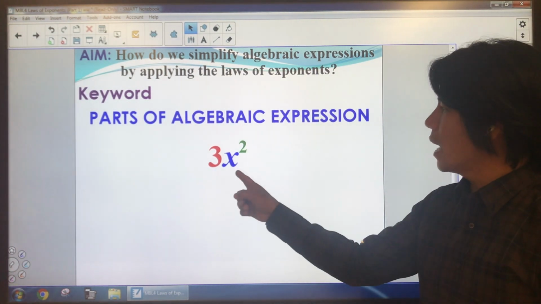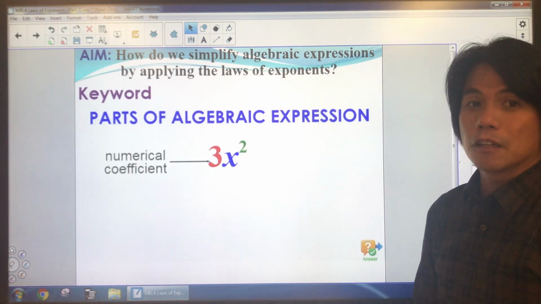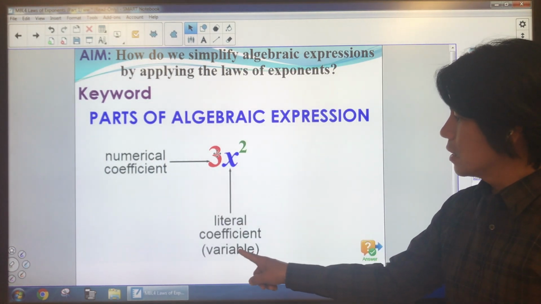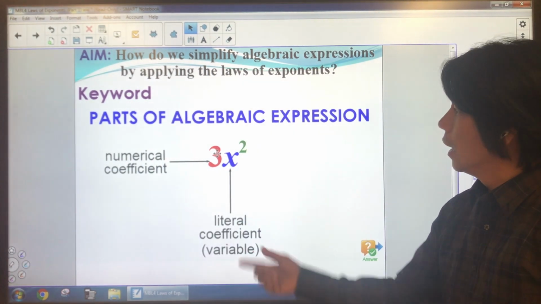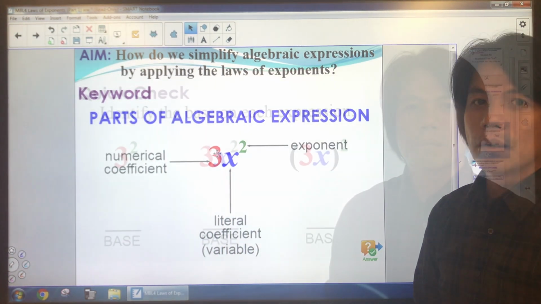If we have 3x squared, this 3 is called the numerical coefficient. X is the literal coefficient or the variable. And this small number here, that's the exponent.